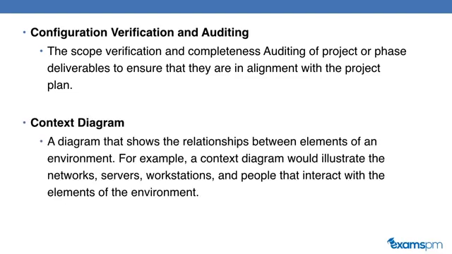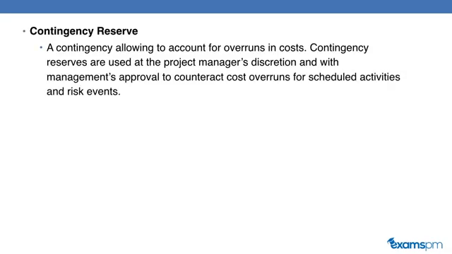Context diagram. This is a diagram that shows the relationship between elements of the environment. For example, a context diagram would illustrate the network, servers, workstations, and people that interact with the elements of the environment. Contingency reserve. The contingency allowance to account for overruns in cost. Contingency reserves are used at the project manager's discretion and with the management's approval to counteract cost overruns for scheduled activities and risk events. This is basically the money that you set aside for risks that become issues.